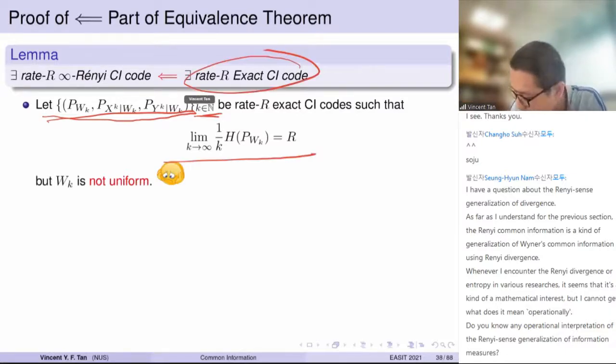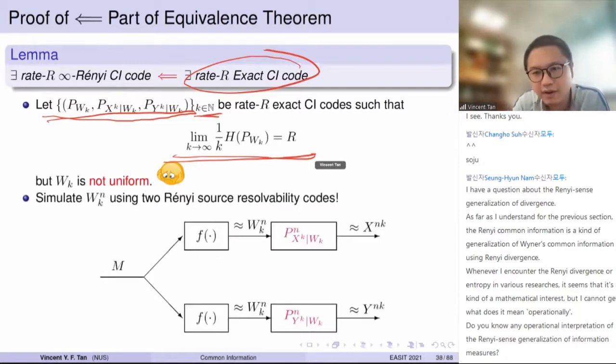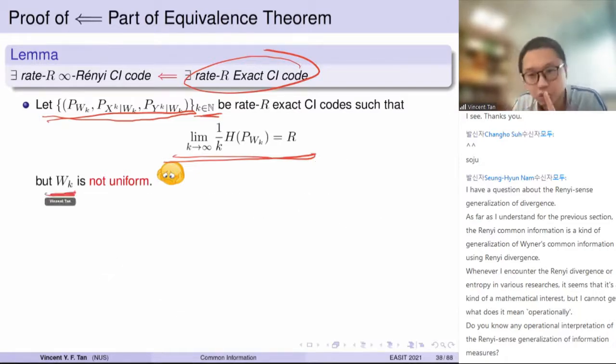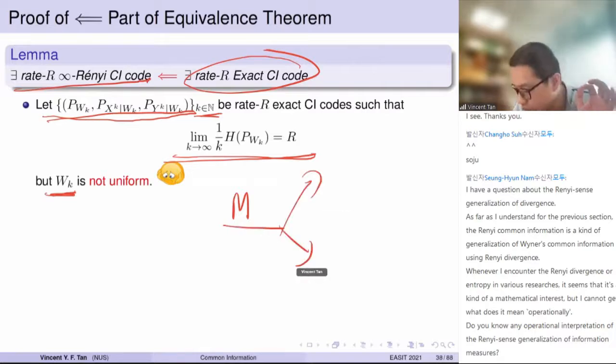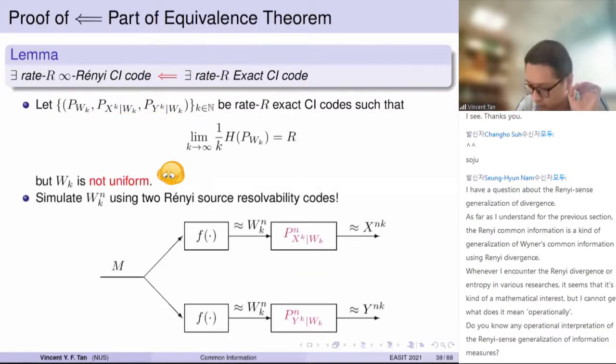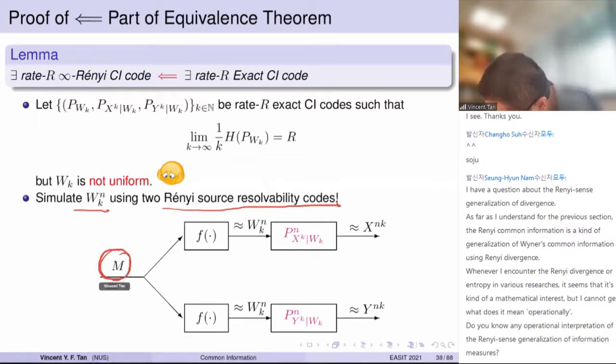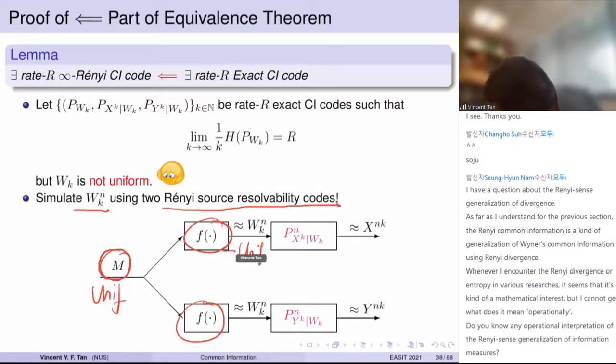You can then create this. However, this W^K is not uniform. As I mentioned, for an exact common information code, the W may not be uniform, but we need to produce a Wyner-type code such that M is uniform. So what we're going to do is simulate W using 2 Renyi source resolvability codes. We are going to have this uniform random variable, and we are going to create these 2 blocks to create this non-uniform W.